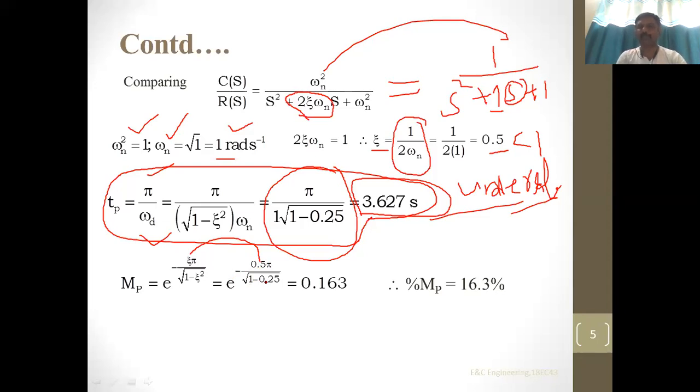First try to simplify this: 0.5 pi divided by root of 0.75. What value do you get? Later, calculate e to the power of minus that value. Then it should result in 0.163. Please try to cross check this.